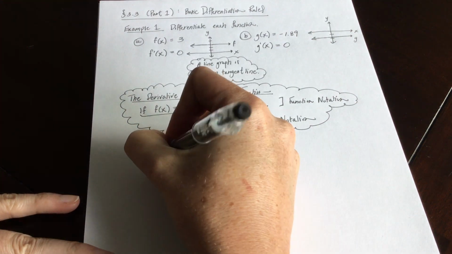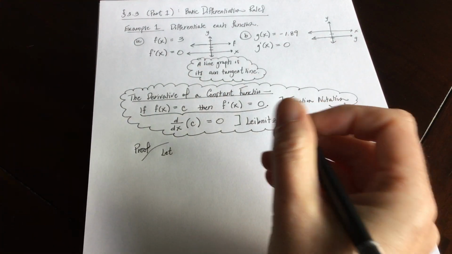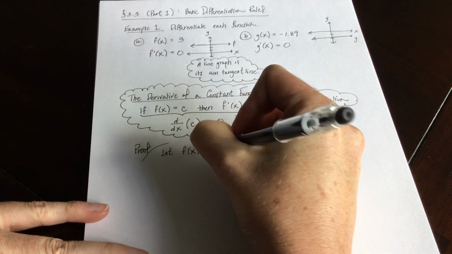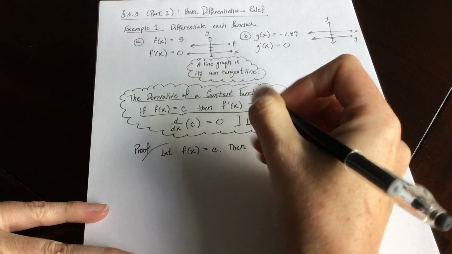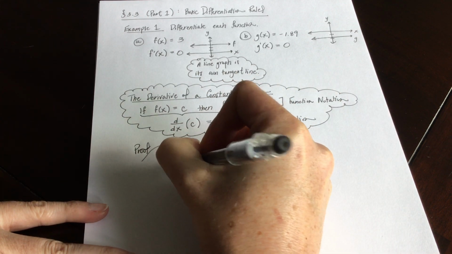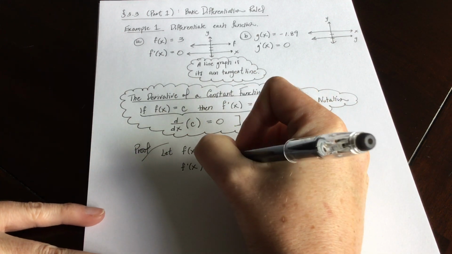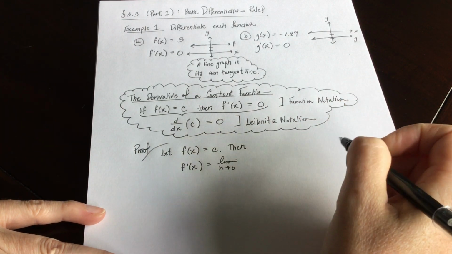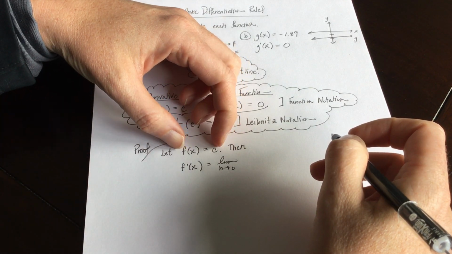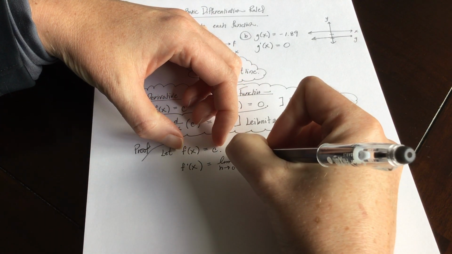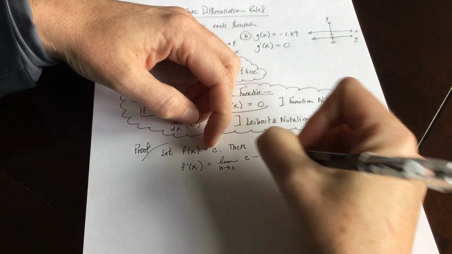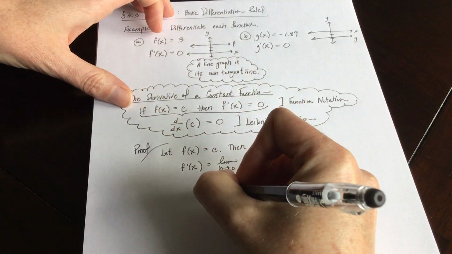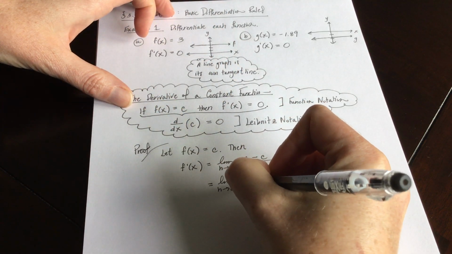Let's do this in function notation this time. Let's say f of x is equal to c. Then what would f prime of x be by the definition of derivative? Well, it would be the limit as h approaches 0 of f of the quantity x plus h. If this is f of x, what's f of the quantity x plus h? Well, it's c, minus f of x, which is c, all over h.